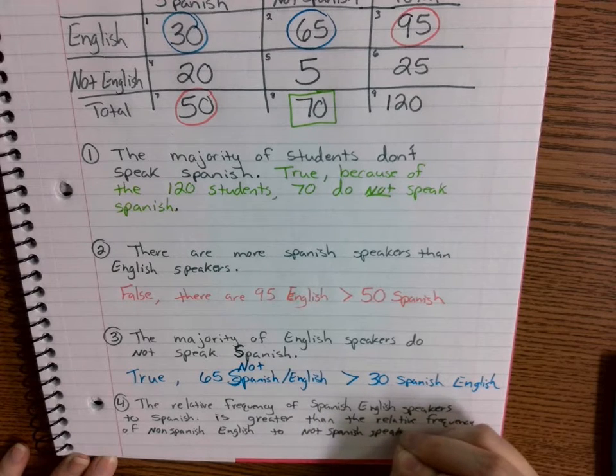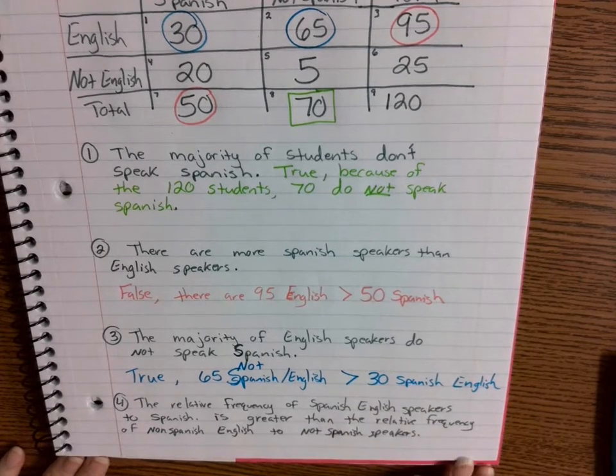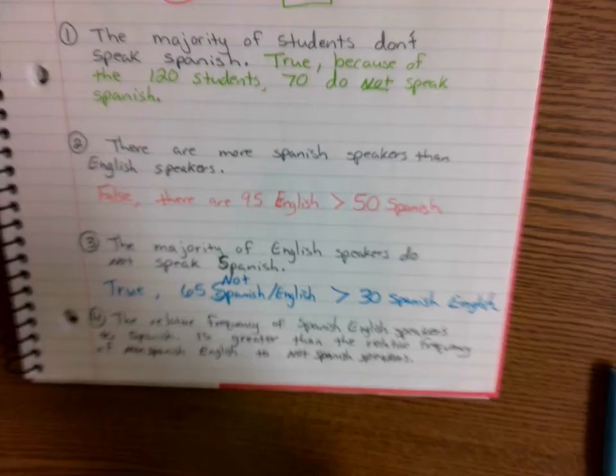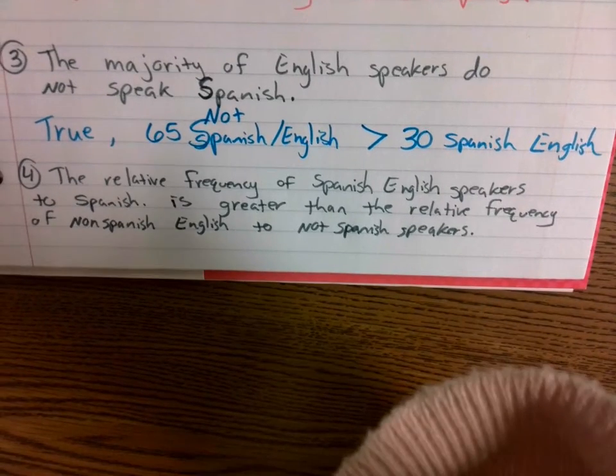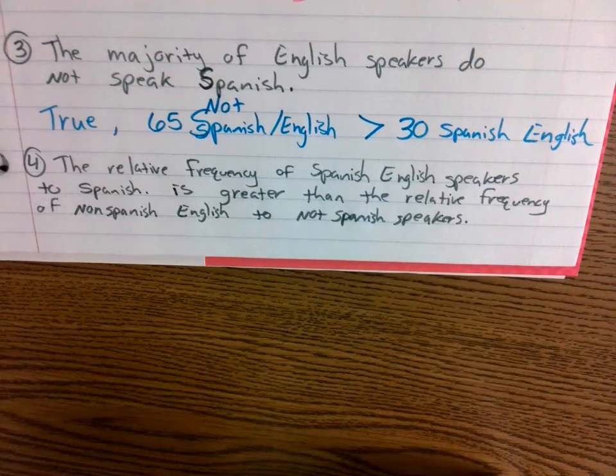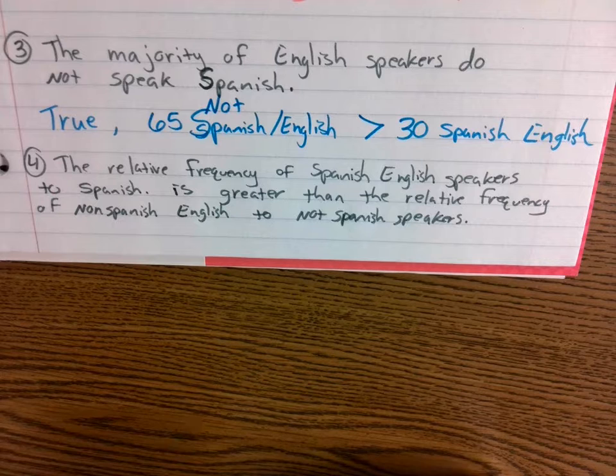Okay, that's a lot of information that I'm putting out here for you. Let me go ahead and zoom in so you can get that copied down, and then we'll go ahead and discuss it. So the relative frequency of Spanish English speakers compared to our Spanish speakers is greater than the relative frequency of the non-Spanish English speakers compared to the non-Spanish speakers. So we'll go over what that means in just a moment.